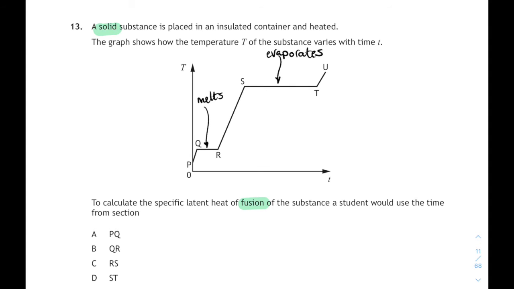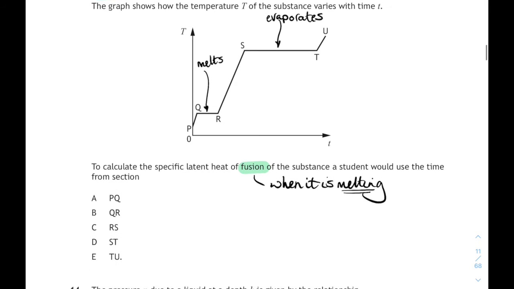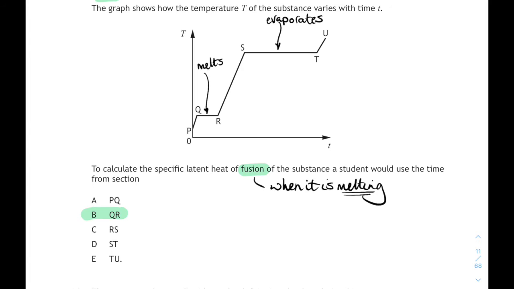Then we would use the time from section. Well, fusion's when it's melting. So the time section that we are going to use when the substance is melting is going to be section Q to R. And section Q to R is answer B.